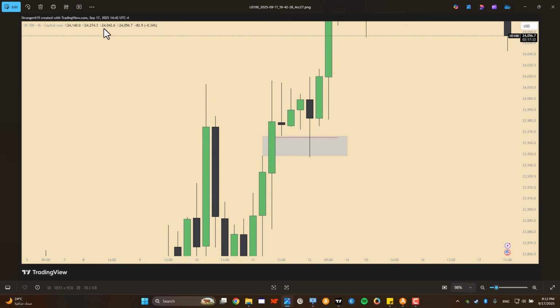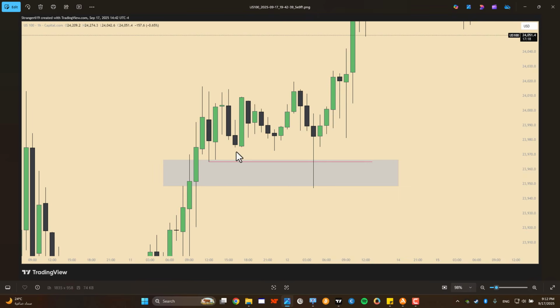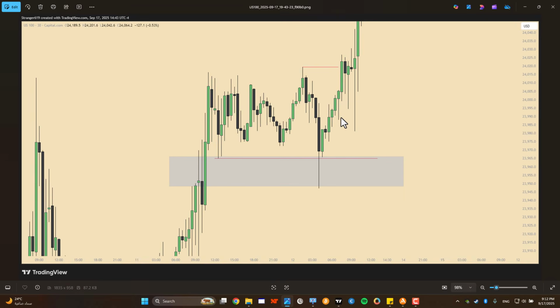Another example, this is on the 4-hour. We traded to that imbalance. This is also a point of interest, all right? On the 1-hour, we took the low from here, these lows, all right? Now, on the 30-minute, you can see that this is a displacement to the downside. Notice the size of the candles, all right?